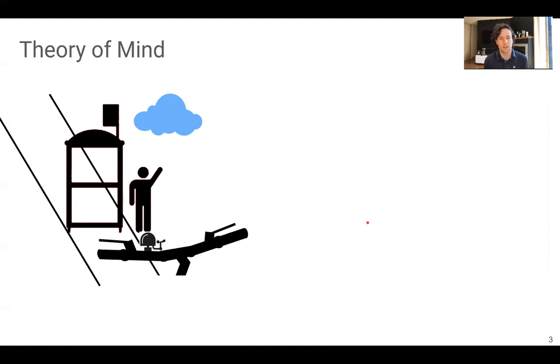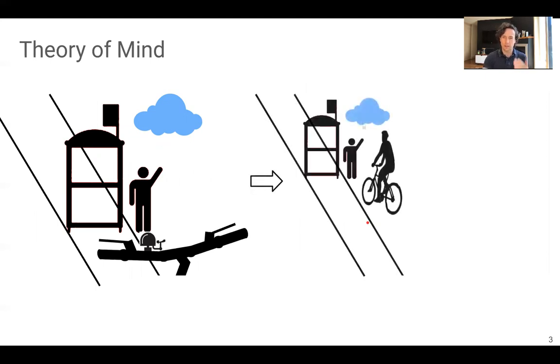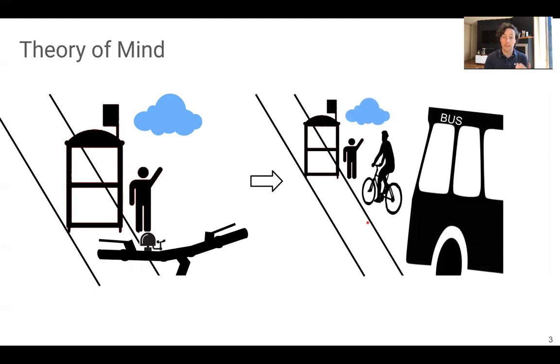Imagine that you're cycling down the road and suddenly you see a person next to a bus stop raise their hand. Well, immediately you can reason over why that would be, and you suddenly realize that there must be a bus behind you. And that's because the person raising their hand is probably a signal for the bus to stop. That means there's a bus behind you.